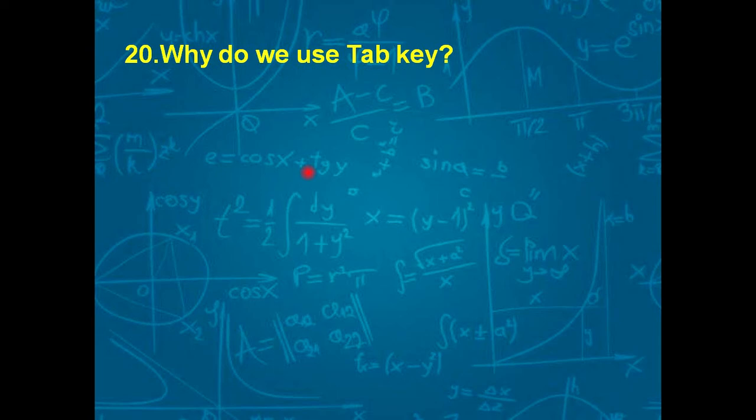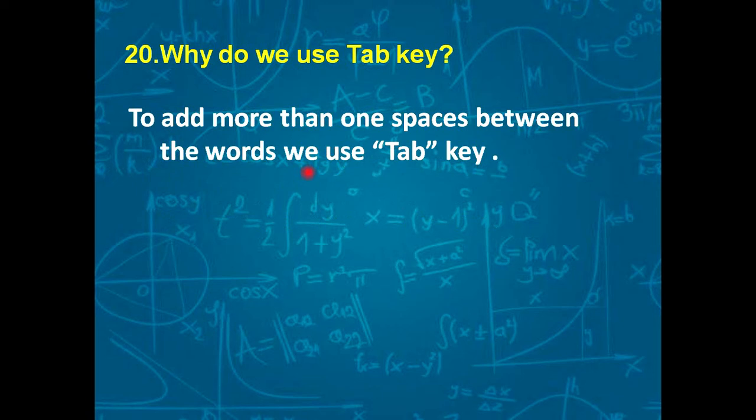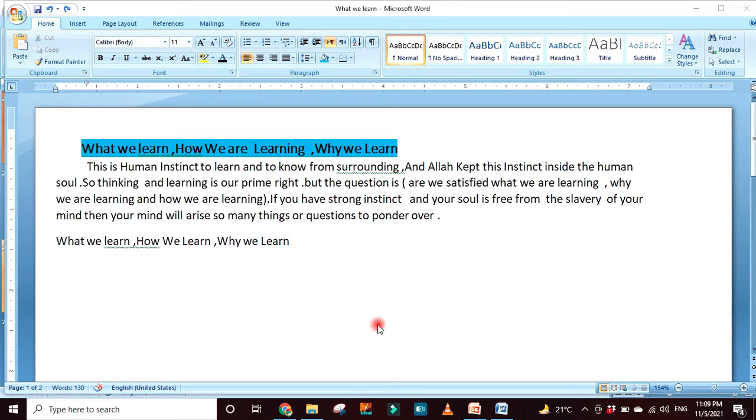Question number 20. Why do we use the tab key? This is the most important thing because when you create documents, you need the tab key to adjust the spaces between the text. First of all, we see the definition. To add more than one space between the words, we use the tab key. Let's do the practical of tab, usage of tab. How do we apply the tab key to adjust the paragraph and spacing between the text?